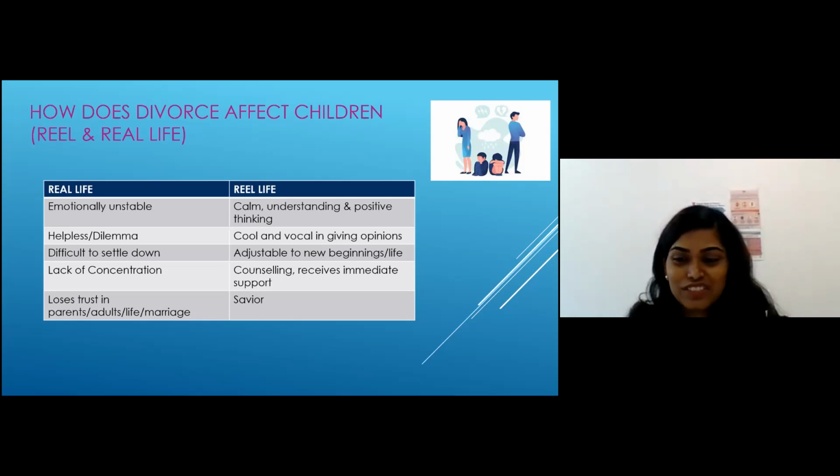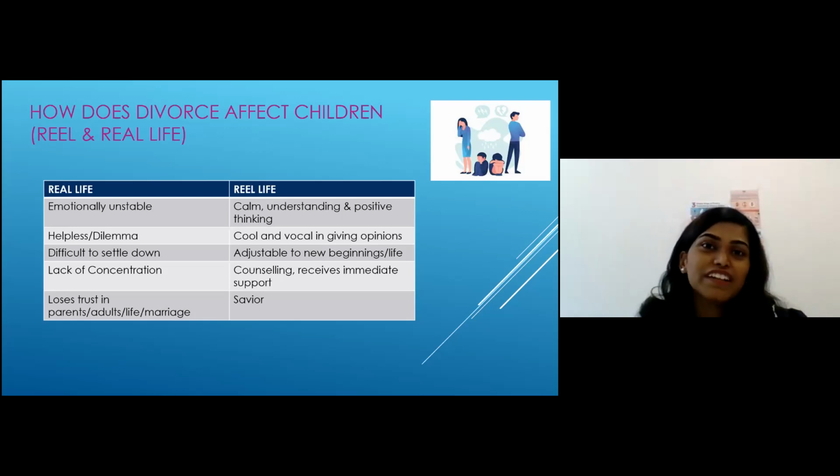in the next topic, where I'll be sharing with you how a family lawyer or a commoner can help these kids to not lose trust in life and in parents or even in adults. They can have counseling sessions, or they can also receive immediate support, in order to prevent being in such a bad position, so they don't have to go through dilemma or depression.